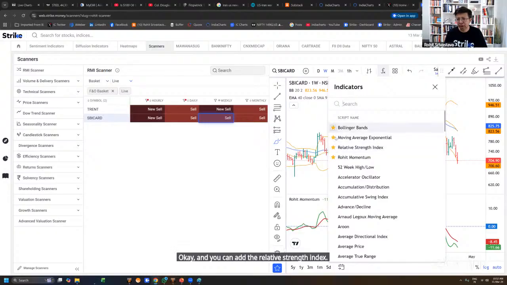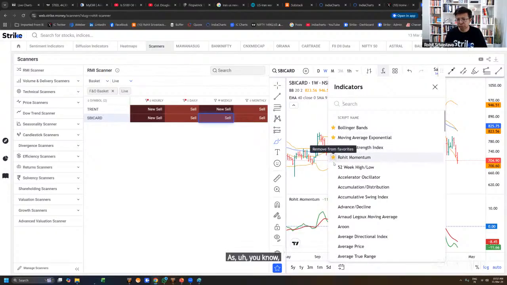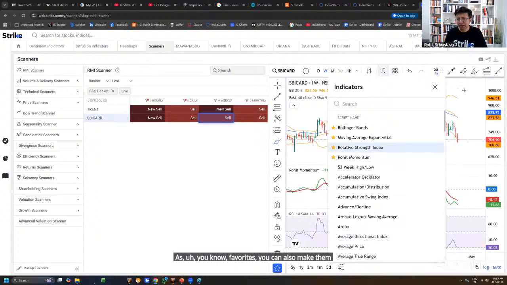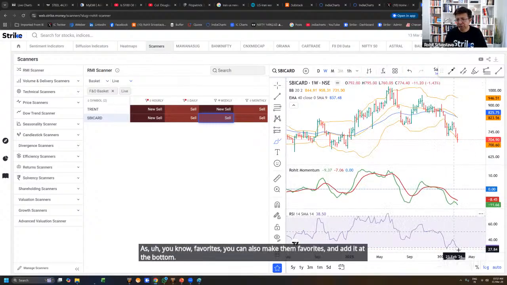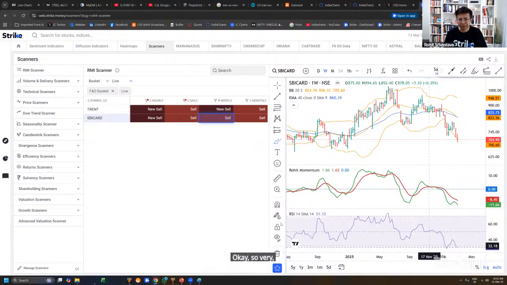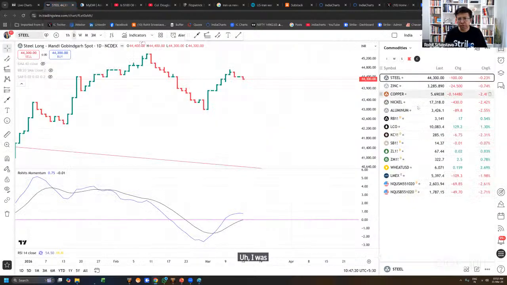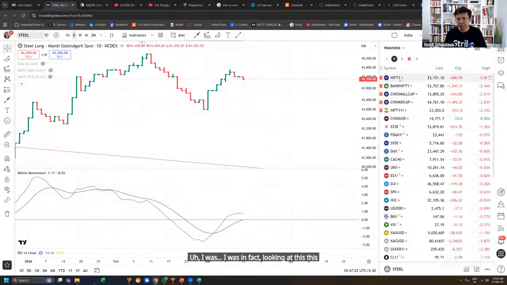See, I've marked the key indicators here as favorites. You can also make them favorites and add it at the bottom, and that way you will end up seeing that it is oversold. Okay, so very, very interesting way. In fact, see, a couple of things. I was in fact looking at this morning.